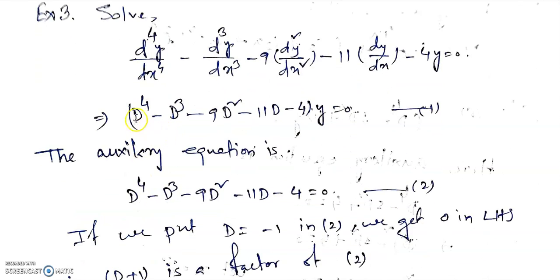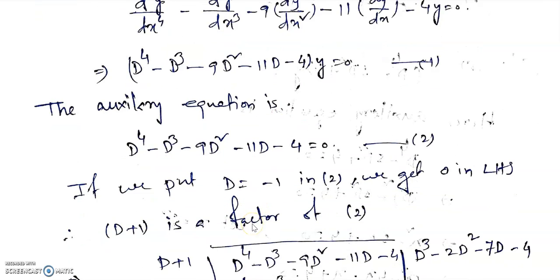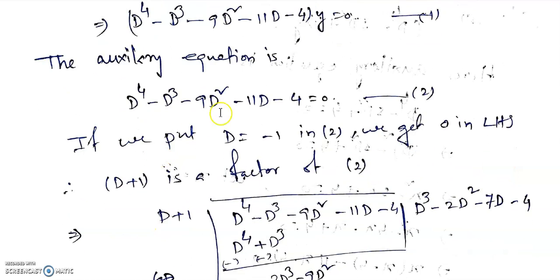Remember, if there are terms with powers 4, 3, 2, 1 and a constant term, then definitely by putting some value we get the left hand side 0. So you need to check for what value the left hand side is 0. I found that if we put d equal to minus 1, we get 0 in the LHS. That means d plus 1 is a factor. Factor means the remainder is 0.